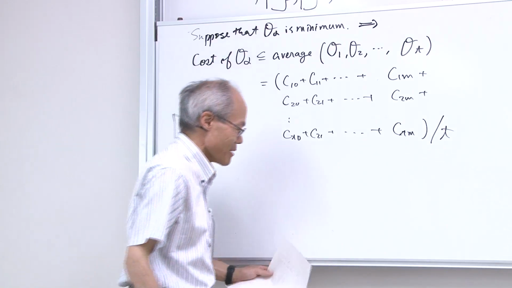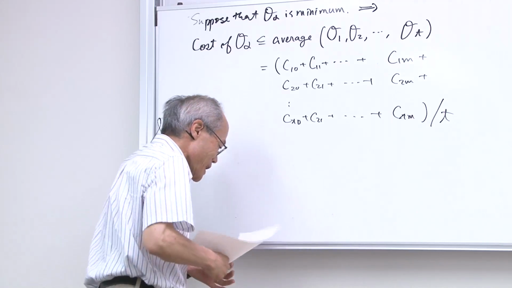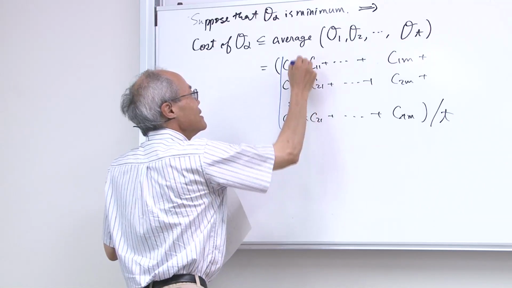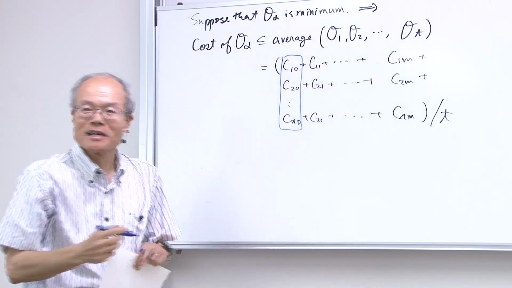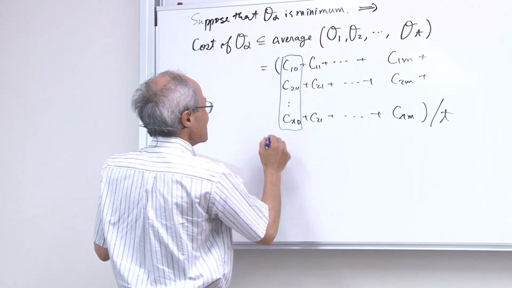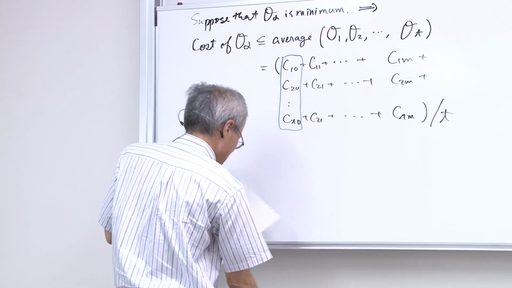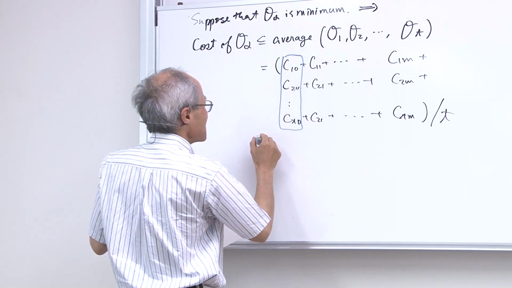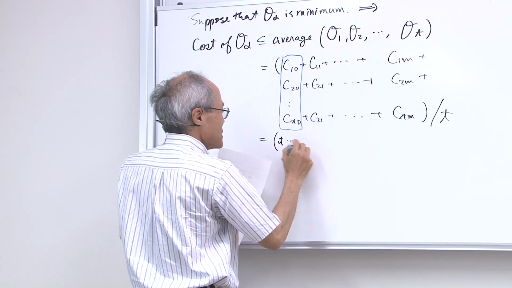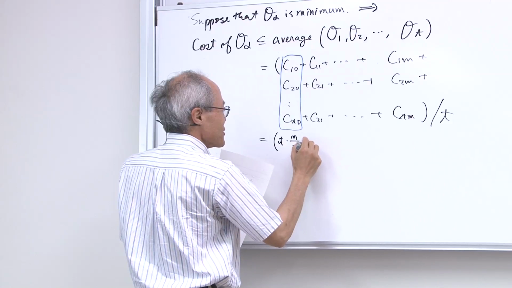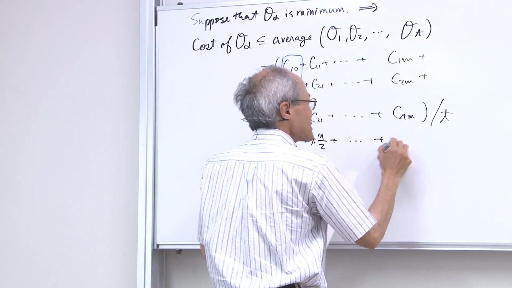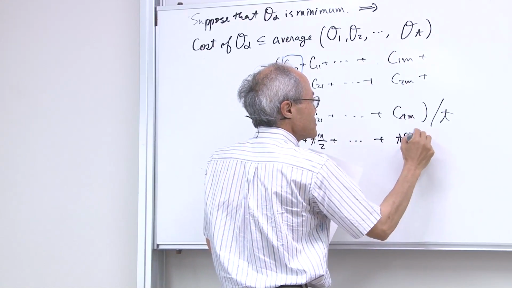Now, we calculate this value. We calculate the sum of these values. Then this is equal to t times n over 2 plus t times n over 2 plus t times n over 2.